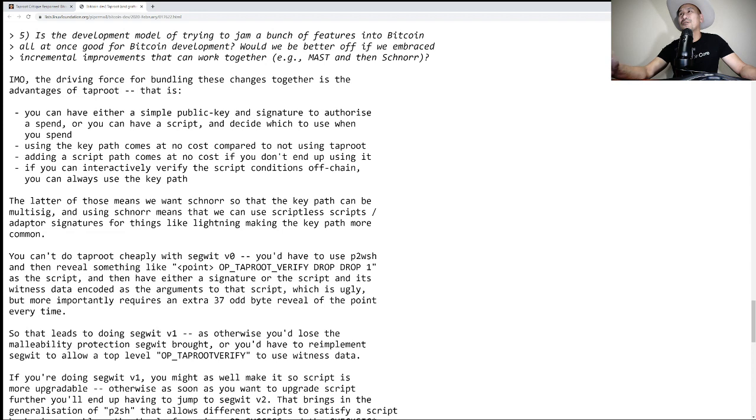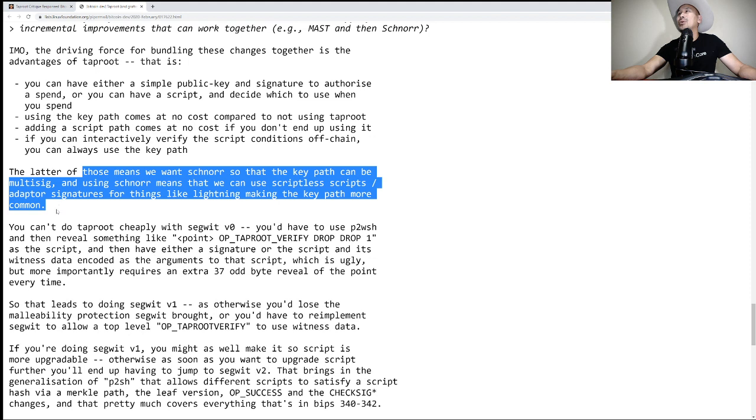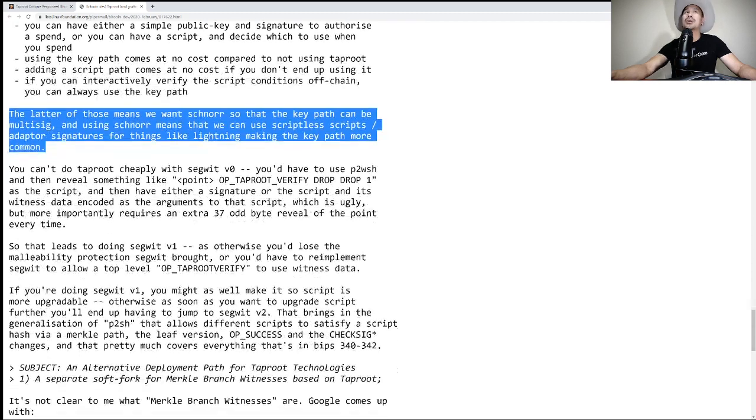If you can interactively verify the script conditions off-chain, you can always use the key path. The latter of these means that we want Schnorr so that the key path can be multi-sig. And using Schnorr means that we can use scriptless scripts, adapted signatures for things like Lightning, making the key path more common. So in other words, the reason why we combine Schnorr and Taproot, or the bundling as the group calls it, is because with Taproot, you have a single key case, but you can't make that multi-sig unless you also add Schnorr. And the single key case being multi-sig is actually huge, and adding Schnorr allows you to do that.